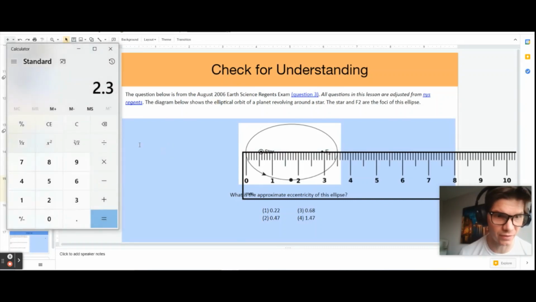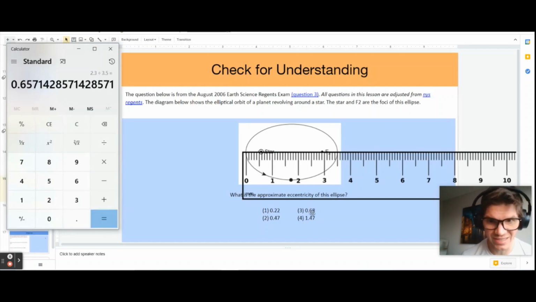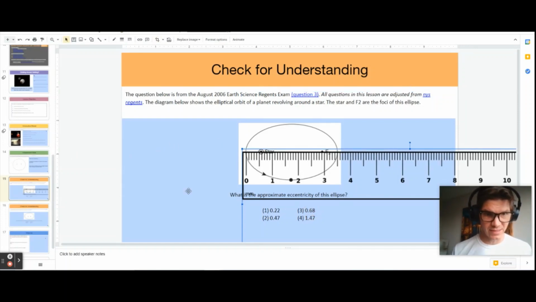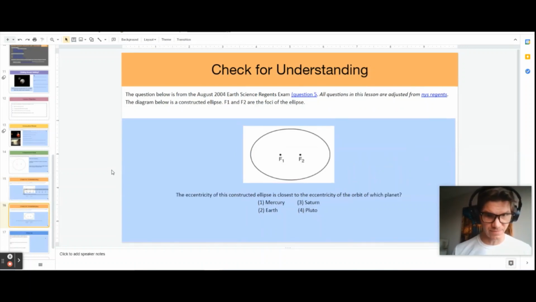So I'm going to do that calculation here, 2.3 divided by 3.5. And the eccentricity is, I got about 0.66, but it looks like we were right that the eccentricity was pretty high. Let's take a look at one more of these.